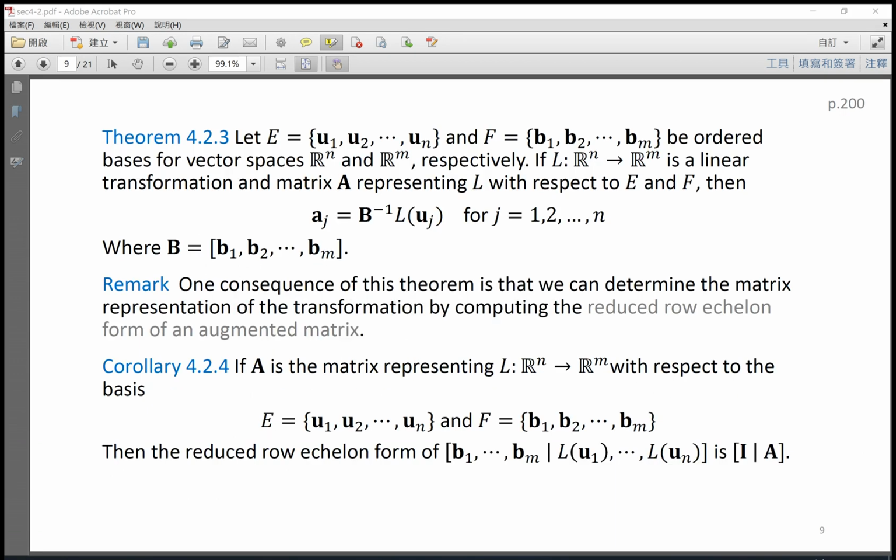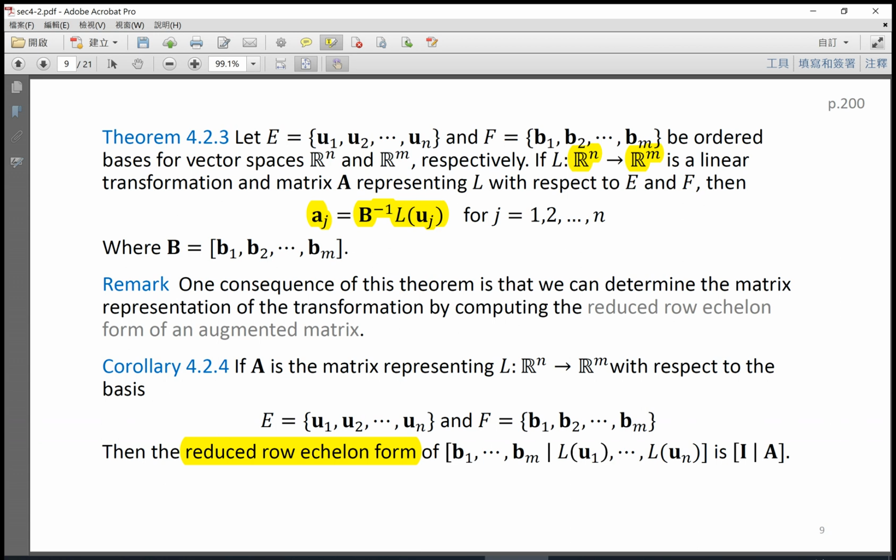In this slide, theorem 4.2.3 and corollary 4.2.4 consider a special linear transformation where the domain is Rn and the codomain is Rm. For this special linear transformation, the columns of the matrix representation can be computed via matrix multiplication. And corollary 4.2.4 states that you can use the reduced row echelon form to compute the matrix representation.